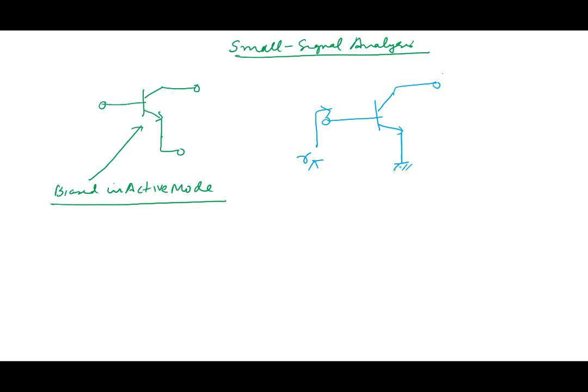Remember that. What is the resistance looking from here, when I look from the collector? Not infinite, R0. R0 may be large, but it is R0. So when you look at it from the collector side, it is R0. When you look at it from the emitter side, it is R pi. Okay, important result.